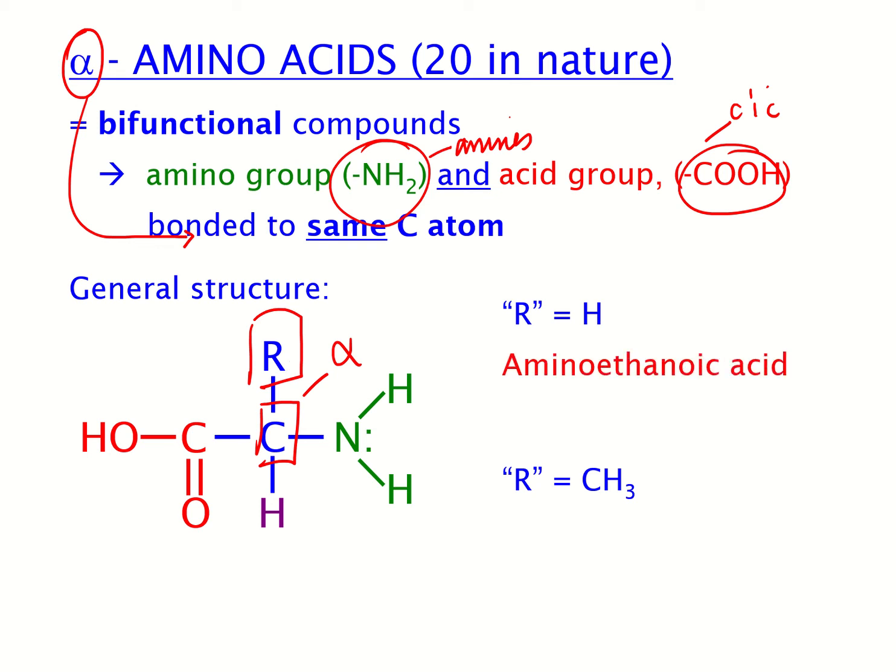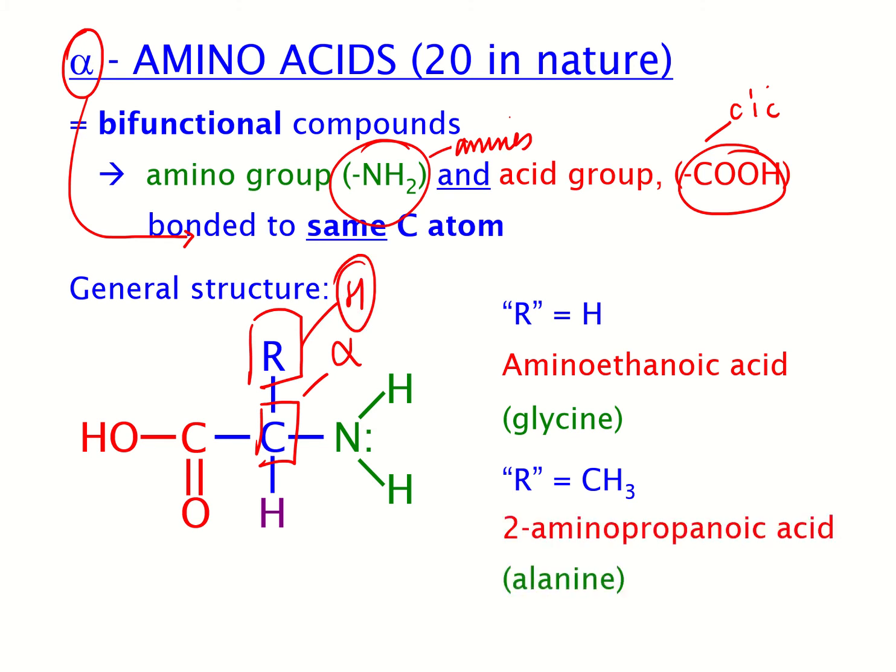There are two amino acids that you have to know off the top of your head. You won't be given these in an exam. They are glycine, which is called aminoethanoic acid, where the R group is a hydrogen, and 2-aminopropanoic acid, more commonly known by its amino acid name of alanine, where the R group is a CH3. They're the two simplest amino acids. You have to know both of them, and you have to be able to draw them and write the structure.